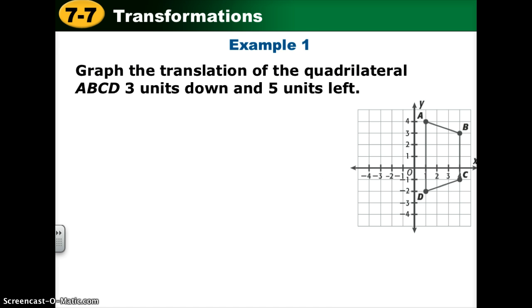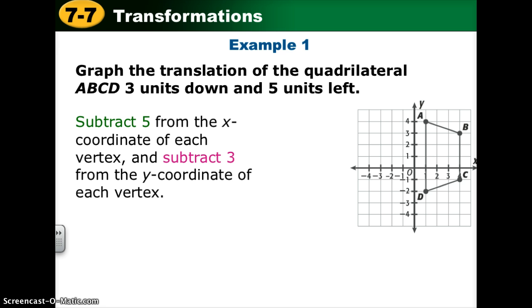We can do the same with a quadrilateral. We're going to shift ABCD 3 units down and 5 units left. Now that was written opposite of what we would think as far as X's and Y's. So we need to be careful to flip that around in our head. We're going to subtract 5 from each X coordinate and subtract 3 from each Y coordinate.